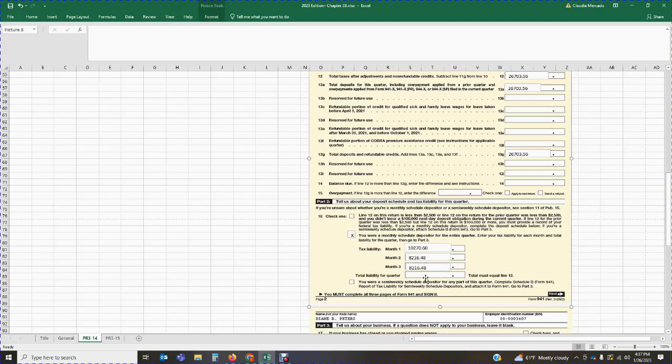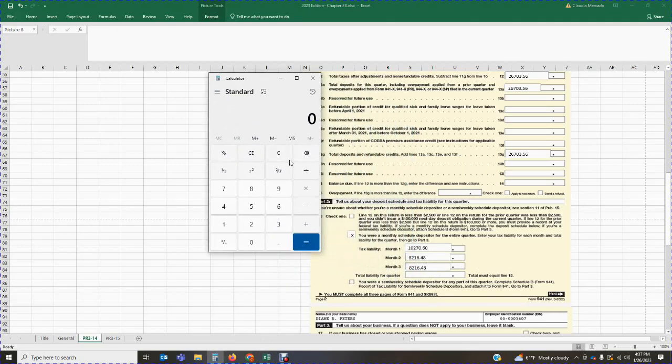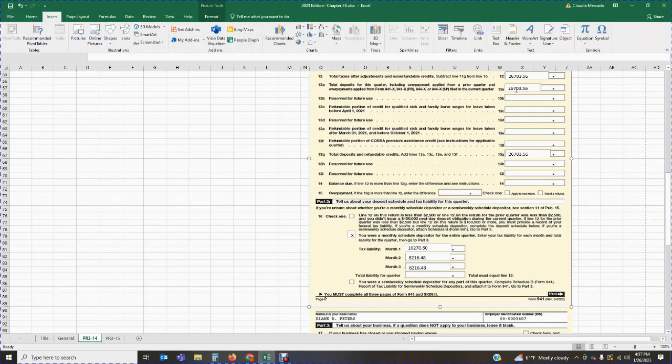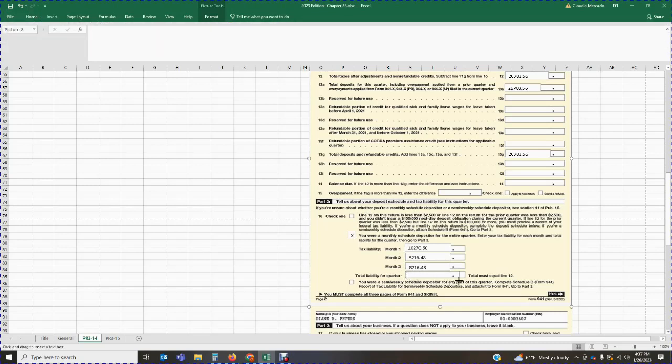Now we're going to add all of those 3 numbers, for month 1, month 2, and month 3. 10,270.60 plus 8,216.48. Sorry about that. Let me redo. 10,270.60 plus 8,216.48 plus 8,216.48. That gives me 26,703.56. Okay, that goes in your total liability for the quarter. So it'll be 26,703.56.